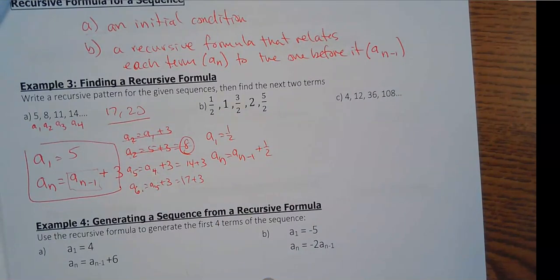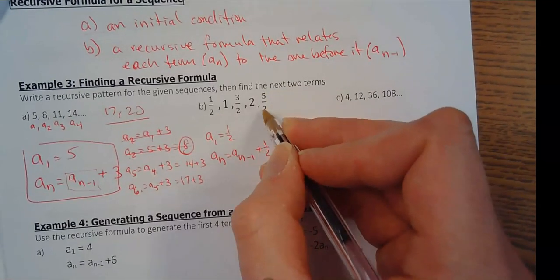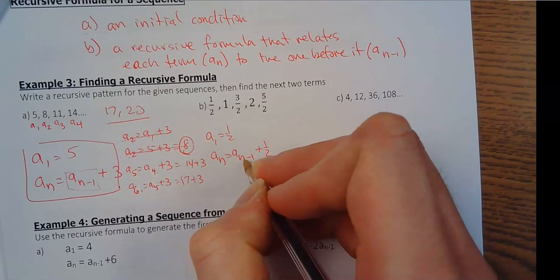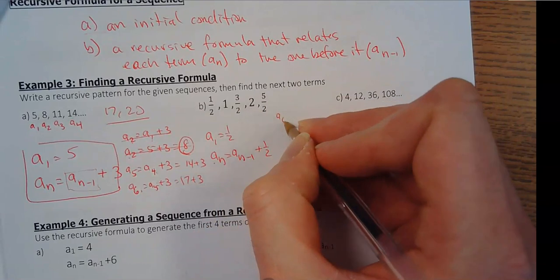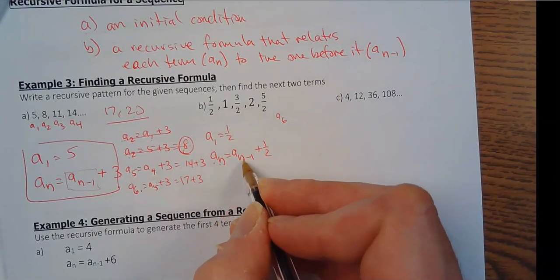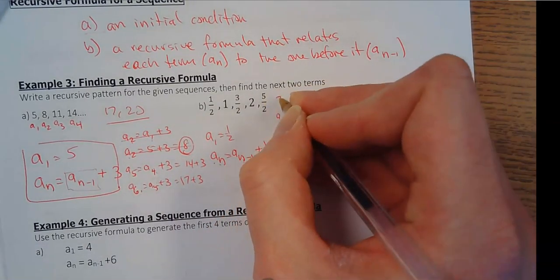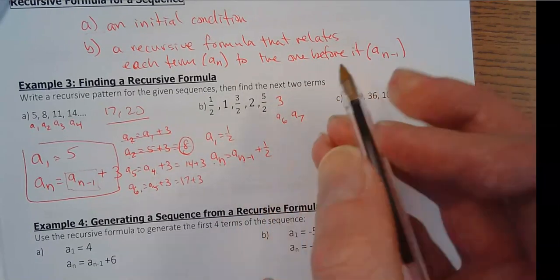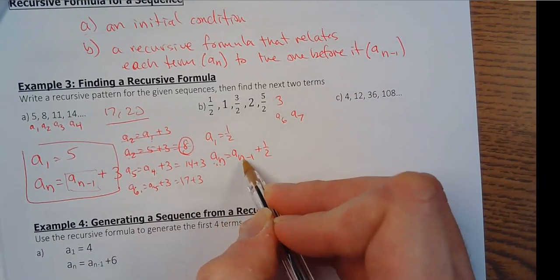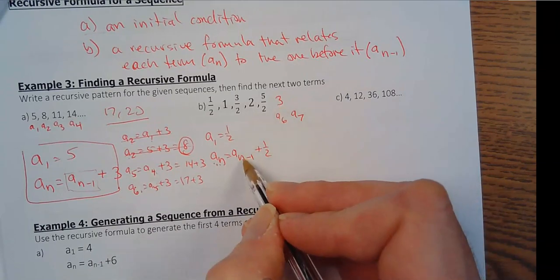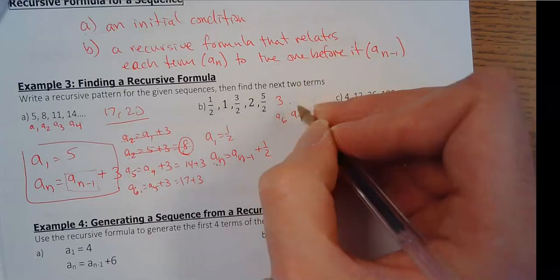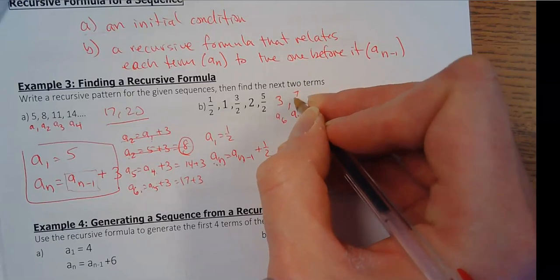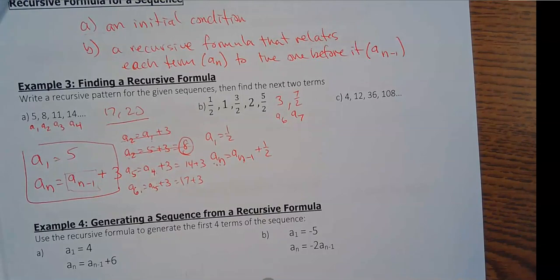So if I want to find the next number, well, 5 halves, I've got to plug that in here to find the next number. So a sub 1, 2, 3, 4, 5. So a sub 6 is going to equal a sub 5 plus a half. So it'd be 6 halves, which is 3. A sub 7 would be a sub 6 plus a half. A sub 6 is 3, 3 plus a half. It'd be 3 and 1/2, which would be 7 halves, if we're going to write it as improper, but if you put 3 1/2, that'd be fine too.